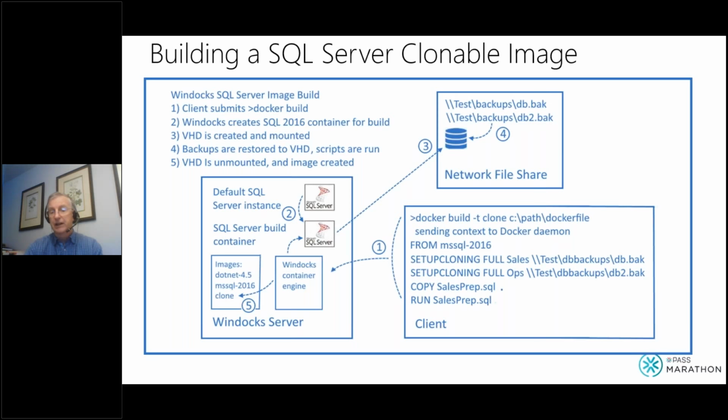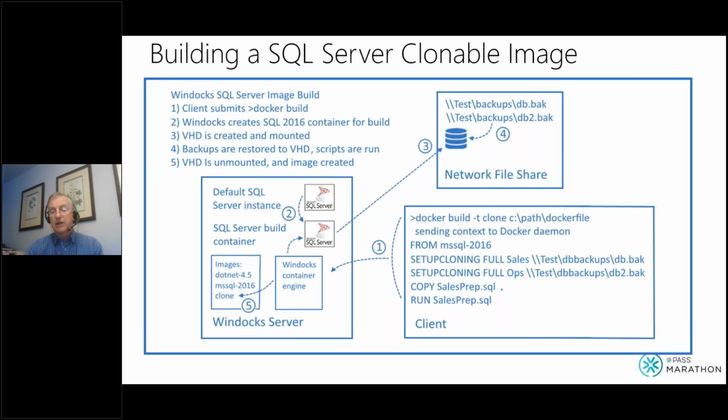It is building an image based on SQL Server 2016, and the Windows cloning engine has some SQL Server specific extensions built, and one of them is the setup cloning command. There's setup cloning full as well as diff for differential backups. In this case, we have setup cloning full for a couple of full backups. One is called sales and one is ops. And you can see that we have a universal file path exposed, displaying the path to the backups. And then finally, we're going to copy and run a SQL Server script on this image as we build it.